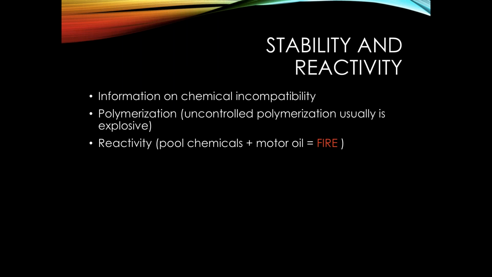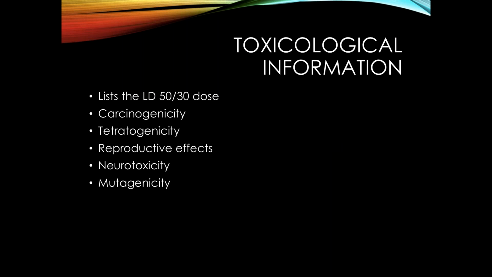Stability and reactivity gives some information on chemical incompatibilities. Polymerization: uncontrolled polymerization is usually explosive. We don't want uncontrolled polymerizations. And reactivity: if you mix pool chemicals and motor oil together, it makes fire. So we want to keep pool chemicals and motor oil away from each other, or it burns. And you want to find out if something polymerizes or not. You have no idea, right? But in your book, under your chemical names in the blue section, or even in the yellow section through numbers, you'll find a bold P next to it. If it has a P, that means it can polymerize. That's a way to know how to read your book.